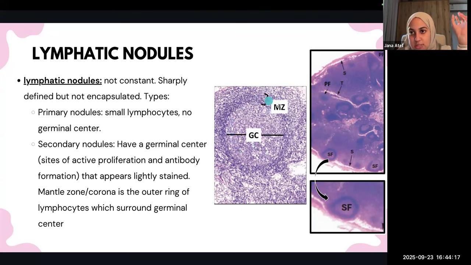There's also the mantle zone. This mantle zone is also called the corona. Do you guys know what a corona is? You guys probably know, but what's a corona? What does corona mean?